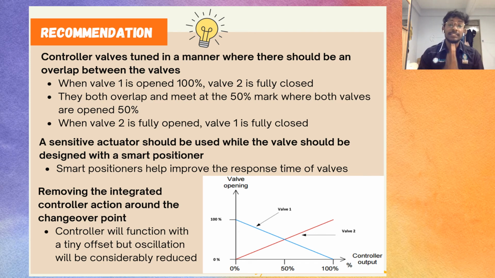Next, a sensitive actuator should be used while the valve should be designed with a smart positioner. A smart positioner is something which helps and improves the response time of these valves. And lastly, we should remove the integral controller action around the changeover point. This function will create a tiny offset, but oscillation will be considerably reduced. Thank you very much.